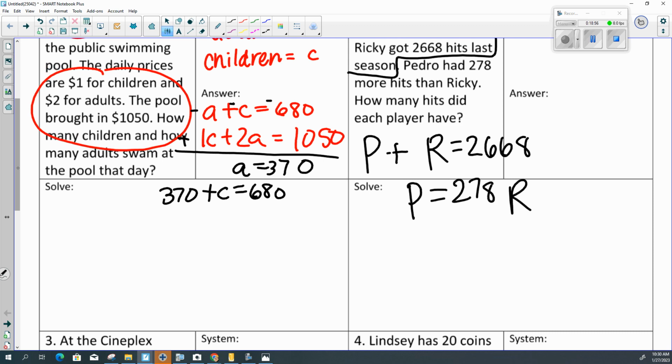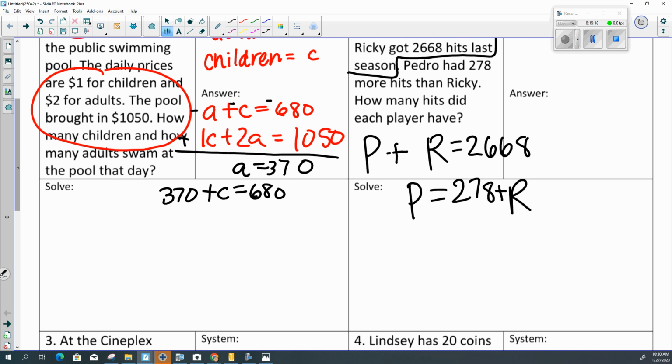If you did minus, you would have to have Pedro minus 278 equals Ricky. There is a minus 1, there is a plus 1. Pedro had 278 more hits than Ricky. So if you take Ricky's, you add 278, you're going to get Pedro. Does that kind of make sense? Sometimes I want to go from right to left.